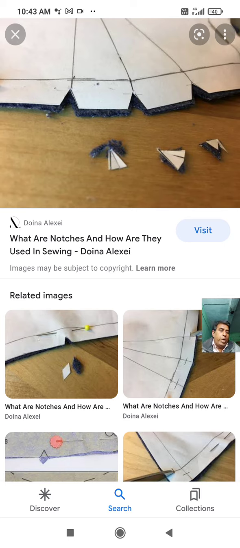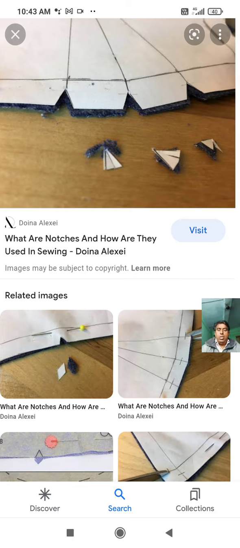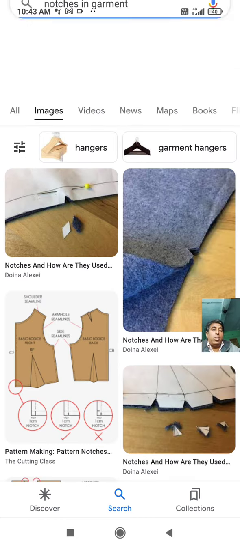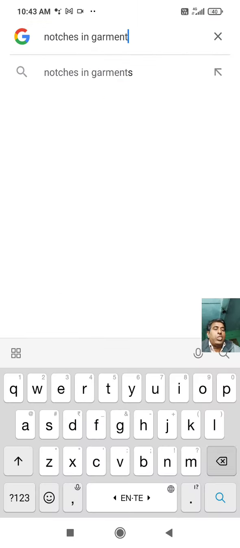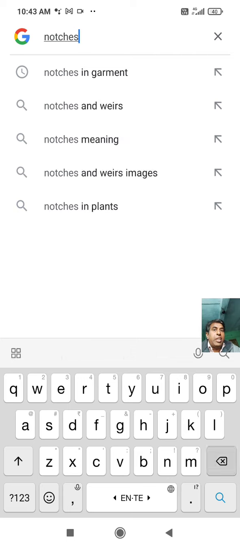If it is too high, it will be shown in the garment after production. If it is too small, the operator will have difficulty in finding the notch. So this is about notches. So I want to search one thing: notch cutting in garment, if there is anything like that.